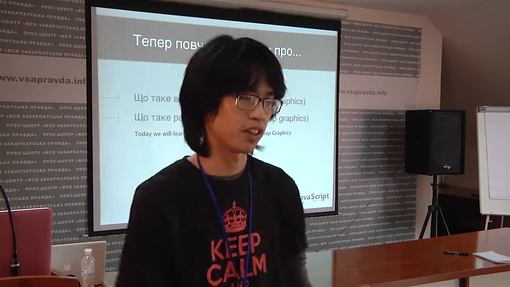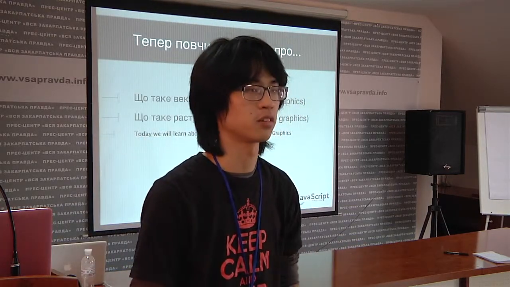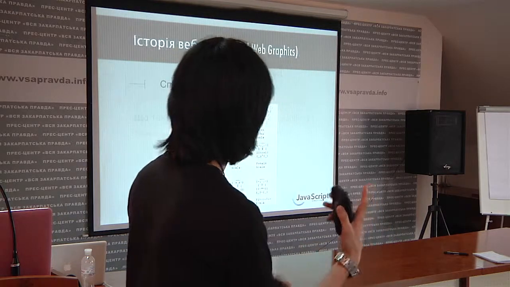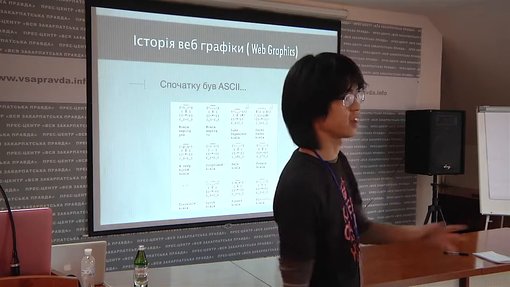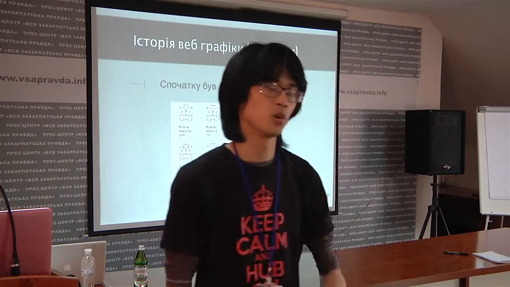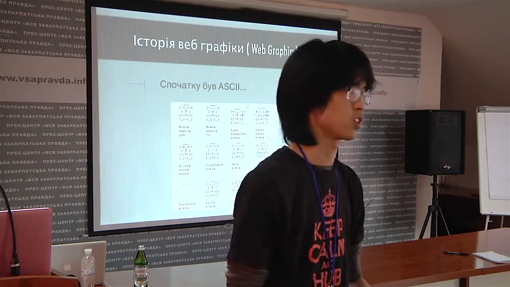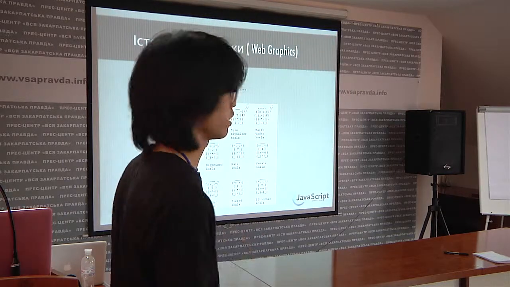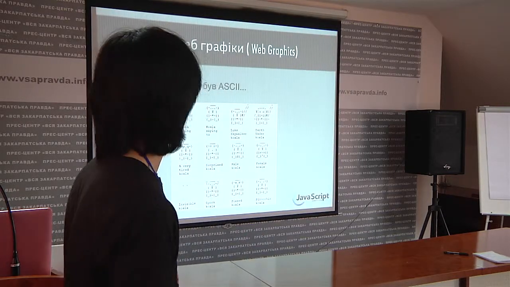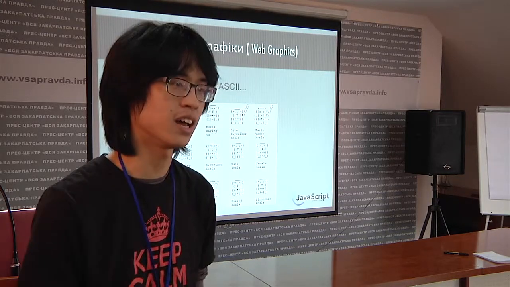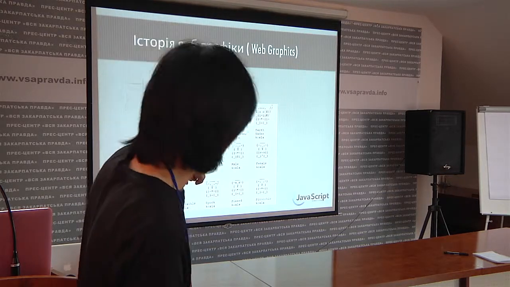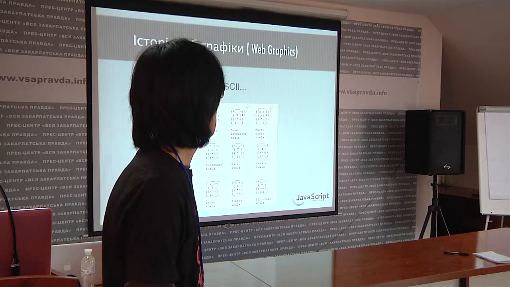Today we're going to learn about vector graphics and bitmap graphics. In the past, in the 1970s and 1980s, we couldn't share graphics or images easily, so people used ASCII to create them. And this is a very famous Australian animal called a koala. You can see there's an invisible one over there. It's actually very cool.